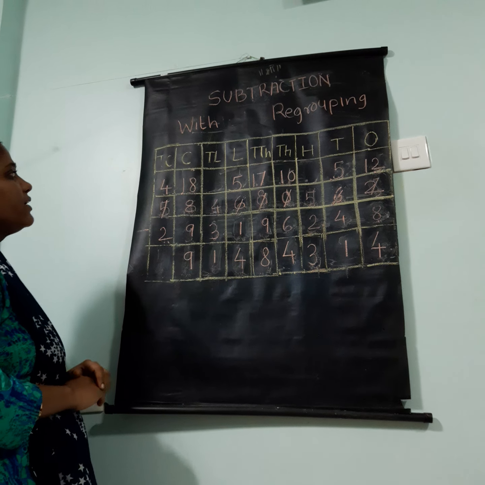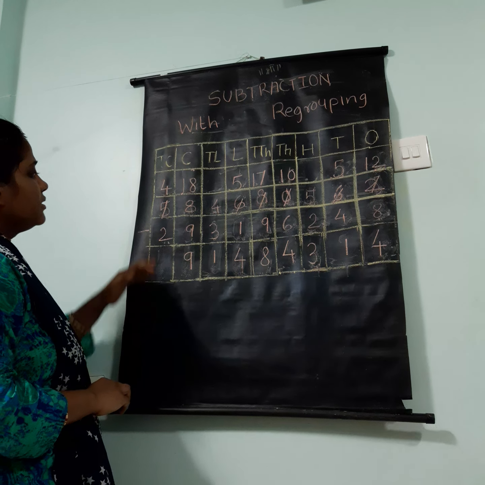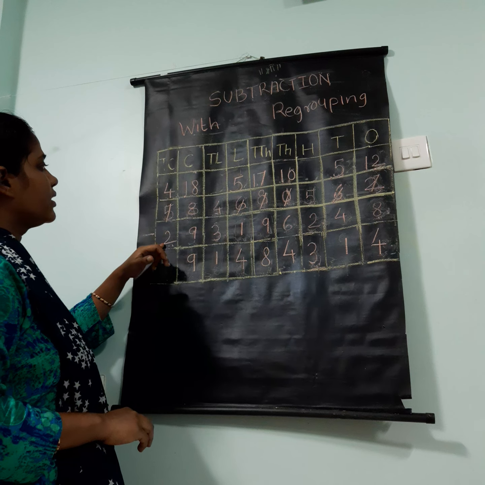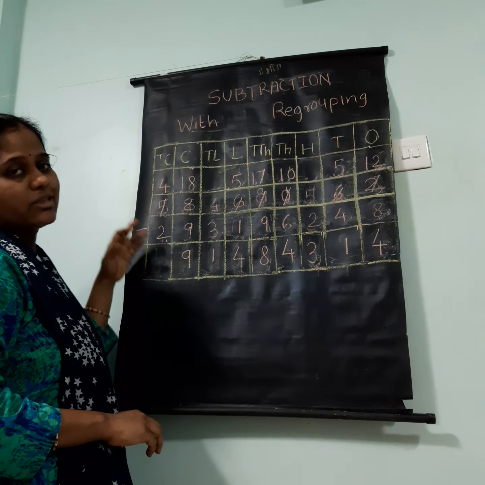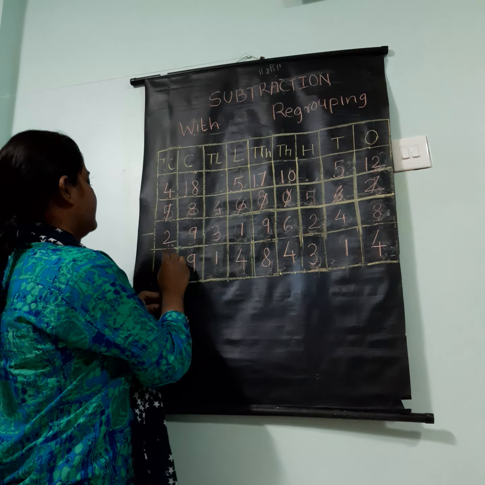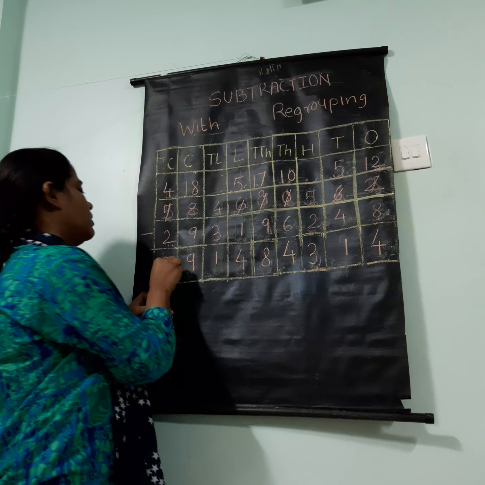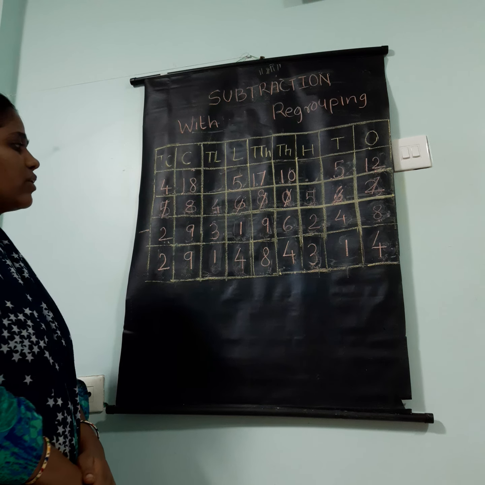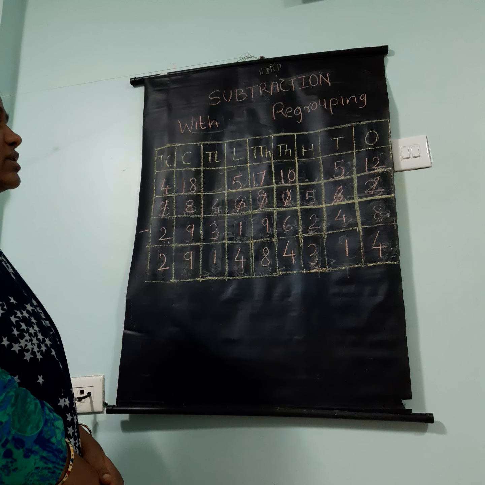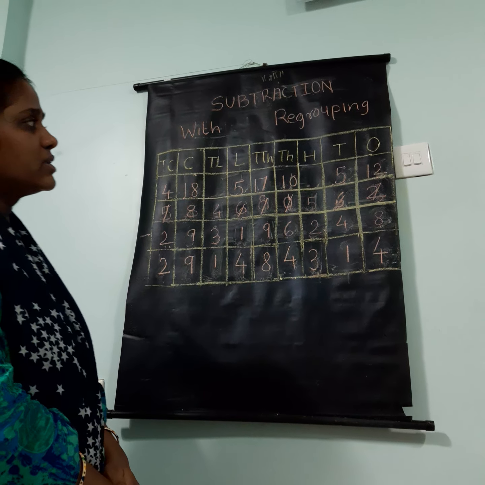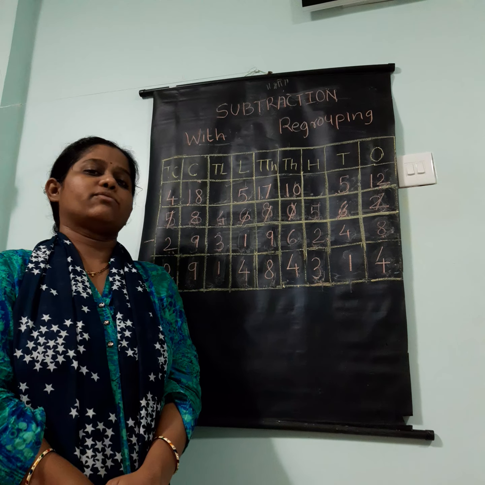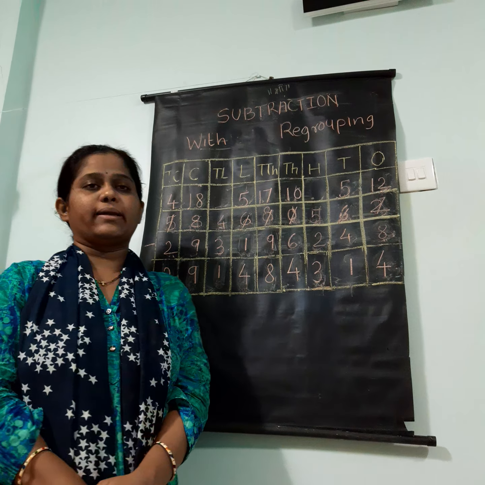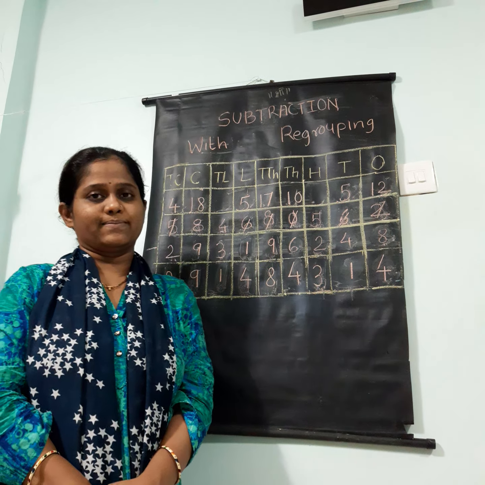And here in the 10 crore column, you have 4. And this is 2 ten-crores and this is 4 ten-crores. So when you subtract 2 ten-crores from 4 ten-crores, what is the answer? 2. So now at the end, what is the answer after the subtraction operation? 29 crore 14 lakh 84,314. So this is how you are going to solve sums with subtraction for large numbers, using the regrouping technique, that is borrowing. Thank you.